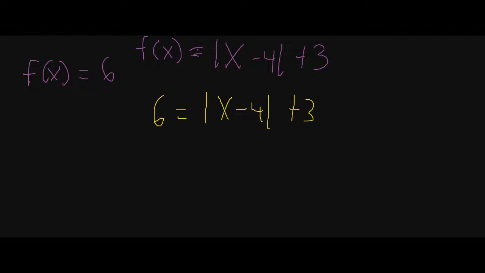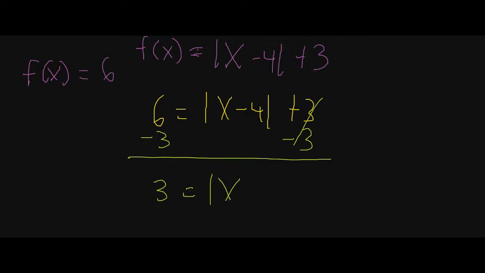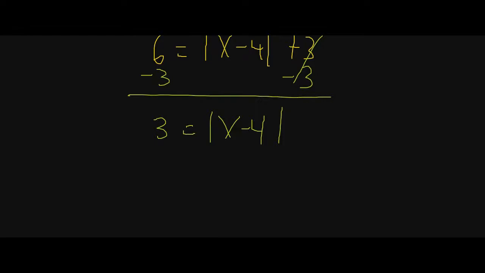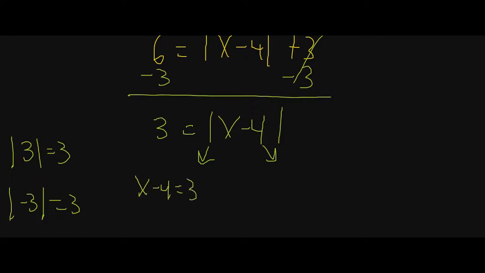All right, I'm going to subtract 3 from both sides. Okay, we're going to get 3 is equal to the absolute value of x minus 4. All right, so I'm going to go ahead and scroll this down a little bit. Now, once I'm at this point here, we know that the absolute value of 3 is 3 and the absolute value of negative 3 is 3. So we want to split this up into two equations. So we're going to get x minus 4 is equal to 3, and we're going to get x minus 4 is equal to negative 3.